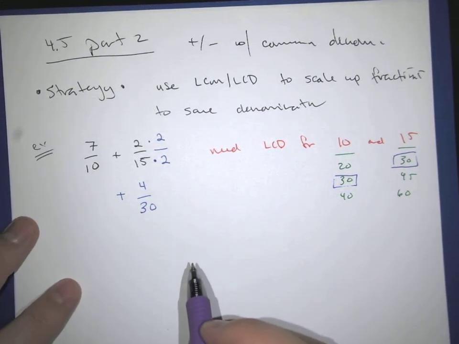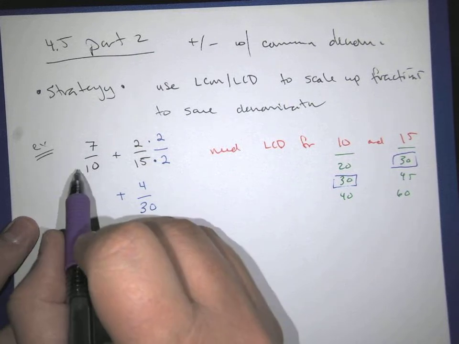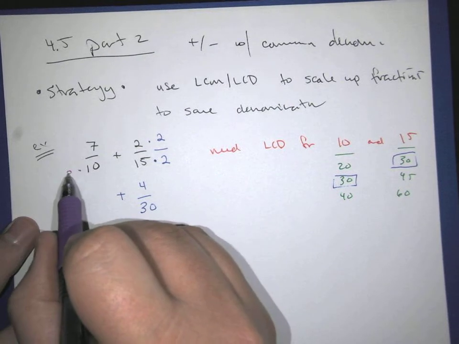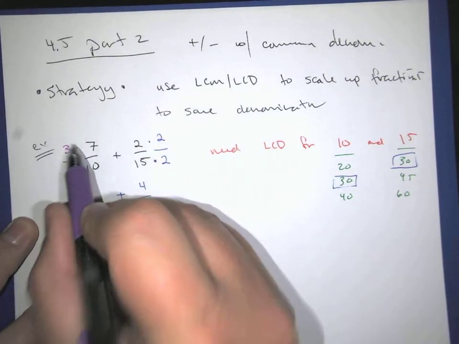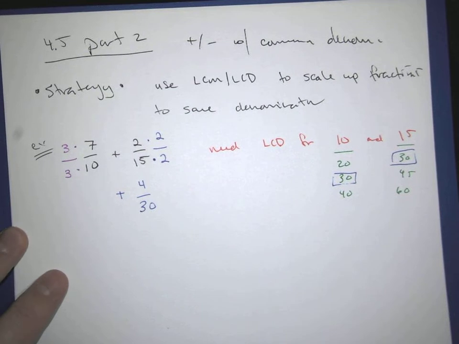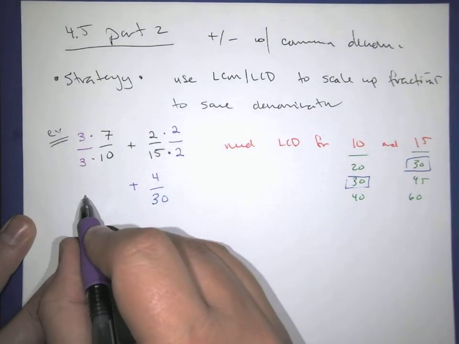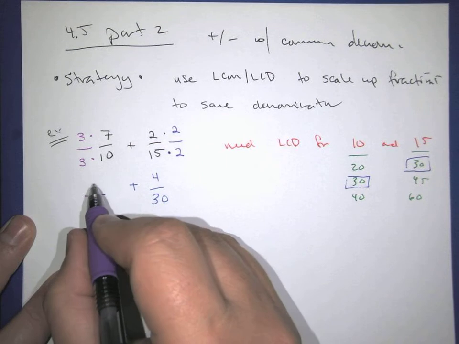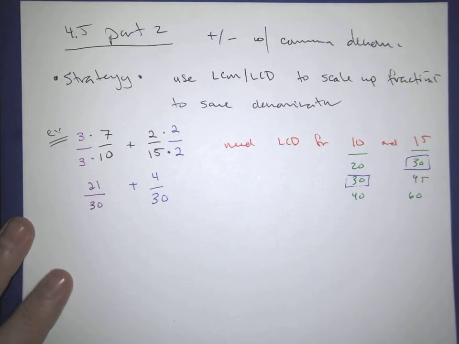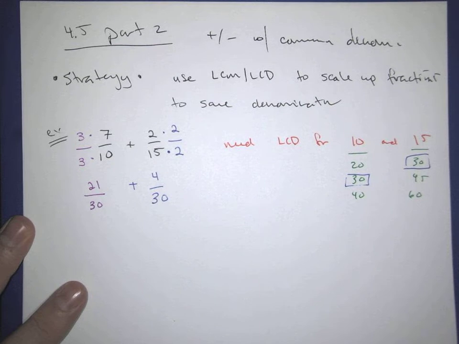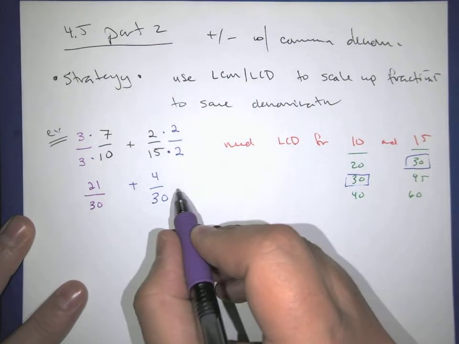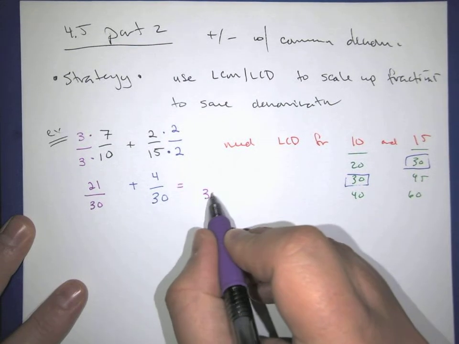On the other side, we need to multiply by something different. How do I get from 10 to 30? What I'm going to multiply there is by 3. And then I'm going to multiply by the exact same thing up top. So 3 times 10 is 30, and 3 times 7 is going to get me to 21. So as I get a common denominator, both of these are over 30, and that allows me to add them up.